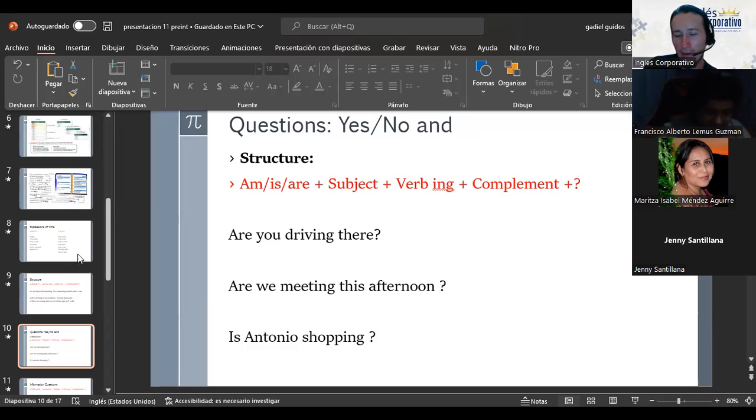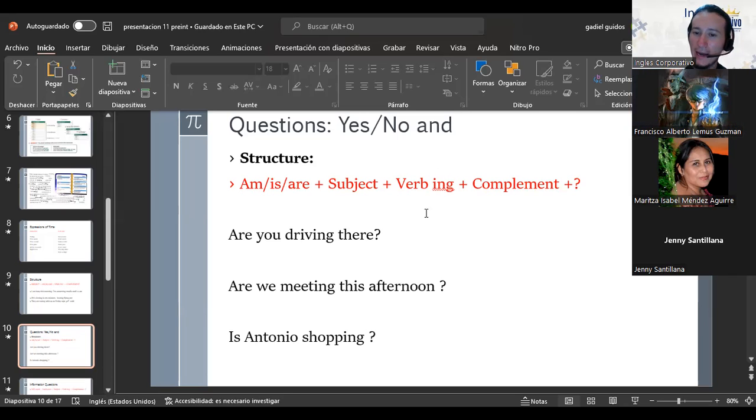So, you know, like with the simple present, we have yes, no questions, okay? That type of questions where you get an answer that is going to be either yes or no, right? So what is the structure? First, we use the verb to be, then after that, we use the subject, then the verb in the ing form, and after that, the complement plus the question mark, okay? So we just change the order.